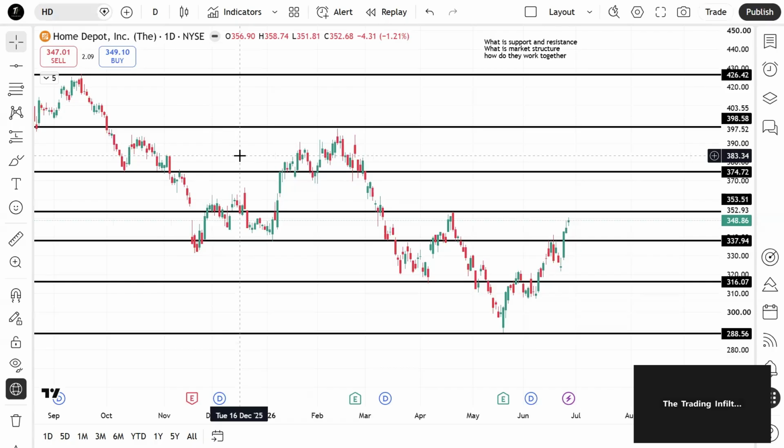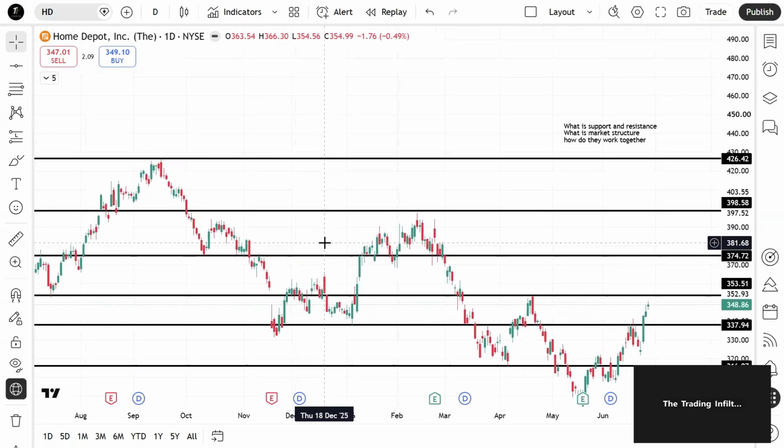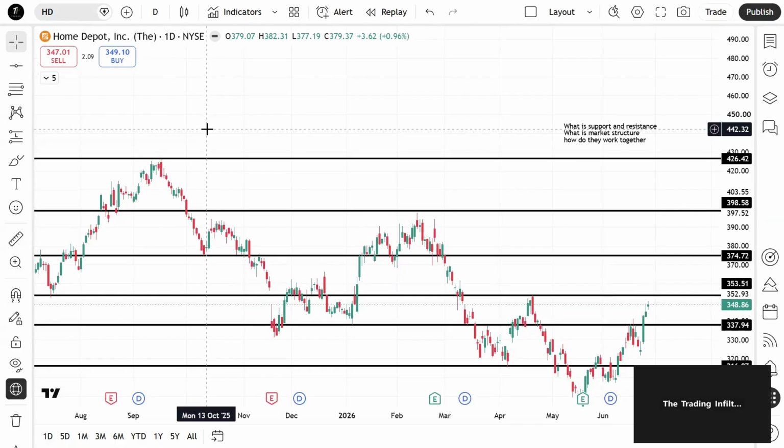So, speaking of price action, let's talk about market structure. Market structure is basically when price is making either higher highs and higher lows, or lower highs and lower lows. What do I mean by that? Let's get a little tool here.